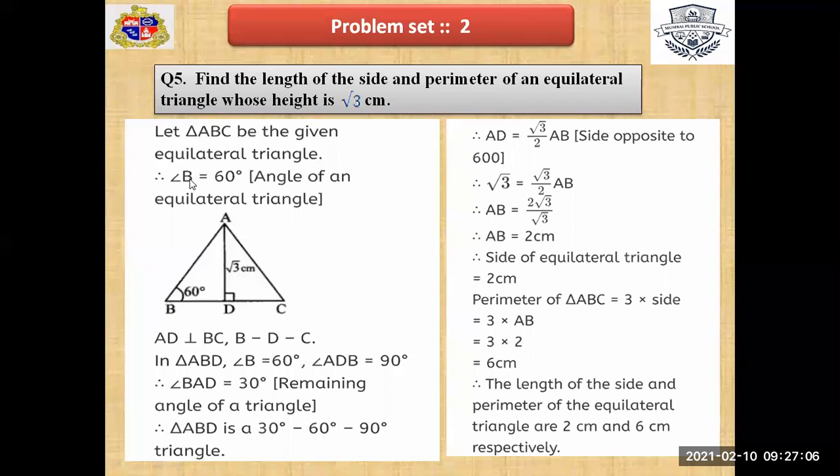Again, I explain this question. This triangle is an equilateral triangle, so each angle is 60 degree.